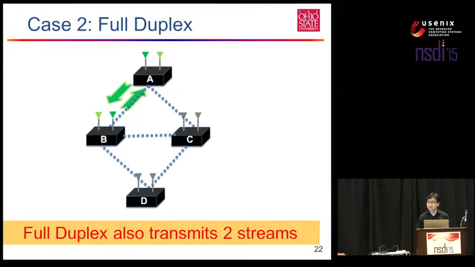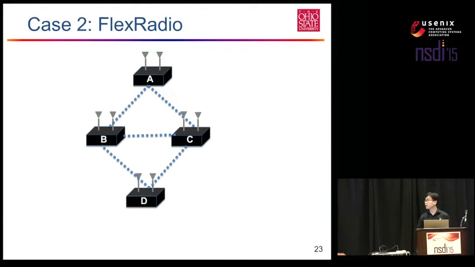With FlexRadio, let me enable 3 streams in this topology, and I enable them in this way. I enable one stream from A to C. I will show another stream from B to D, and I will show a third stream from A to B. Three of them together will fit into this topology.